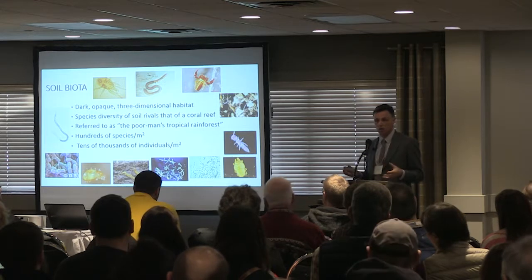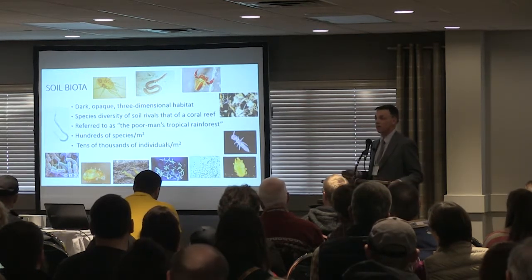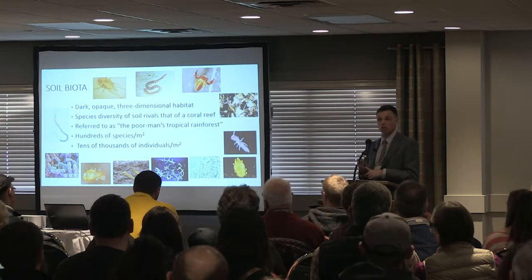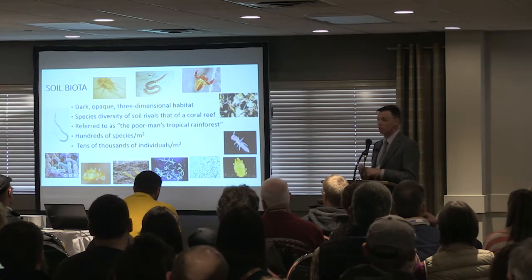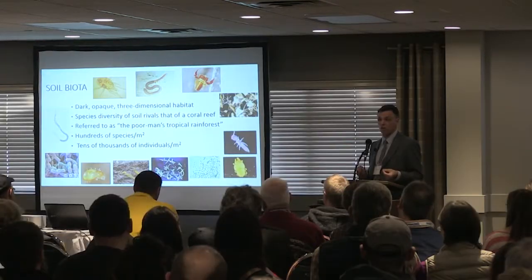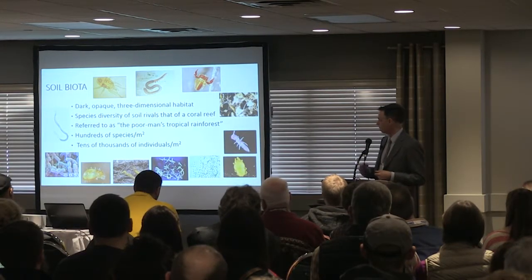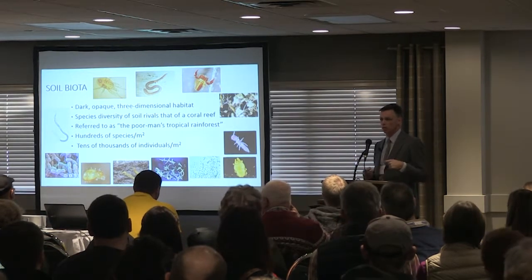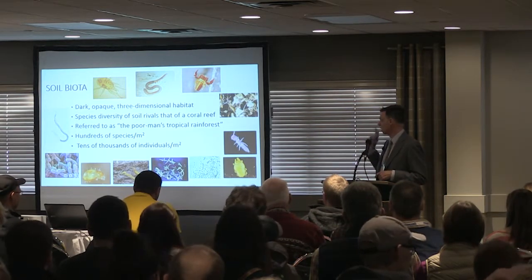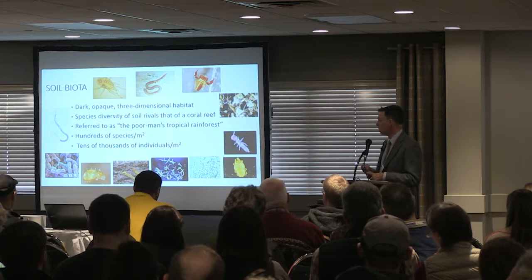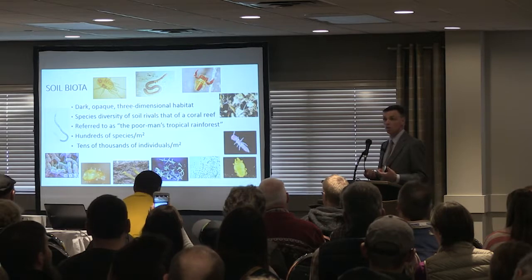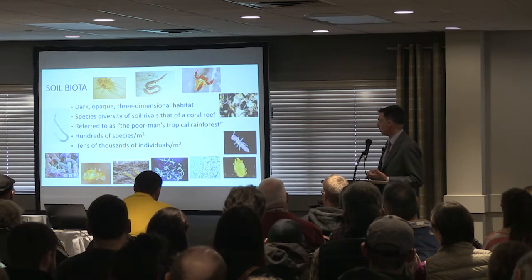So the below ground habitat is an amazing habitat, and I've really enjoyed studying it over the last 20 years of work that I've been doing. It's a very interesting habitat. It's dark, it's opaque, and it's three-dimensional, which makes it very challenging to work in. But the diversity of species below ground rivals that of the coral reefs or tropical rainforests. In fact, some people have called it the poor man's tropical rainforest, which is good because I don't get a lot of research funding, so I can't afford to go to the tropics. I can just go to my backyard and sample these things. So again, we're looking at hundreds of species in a square meter. We're looking at tens of thousands of individuals in a square meter as well. So there's a lot of stuff going on below ground in these systems.